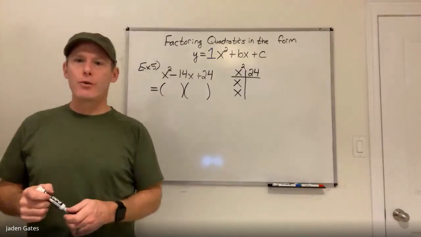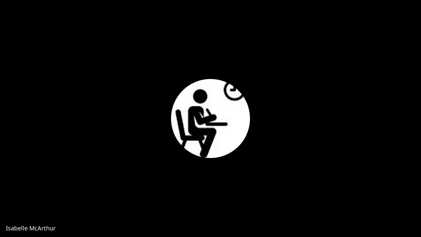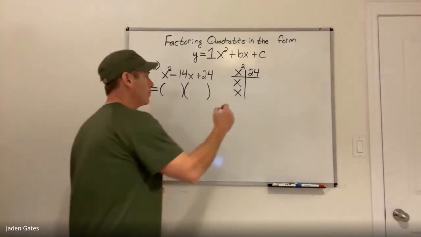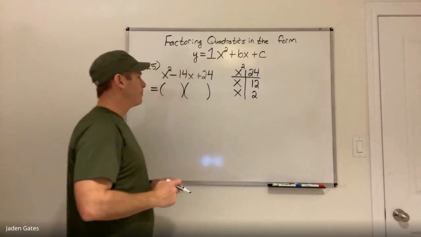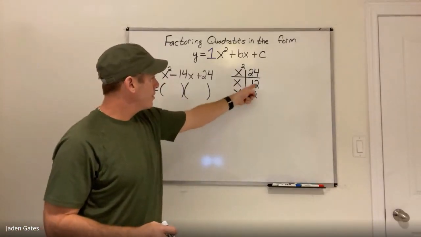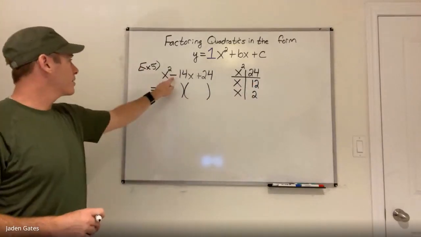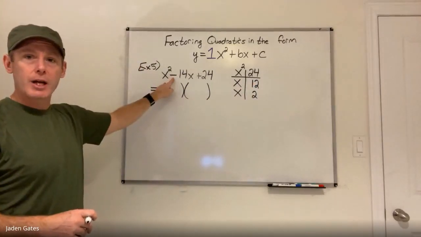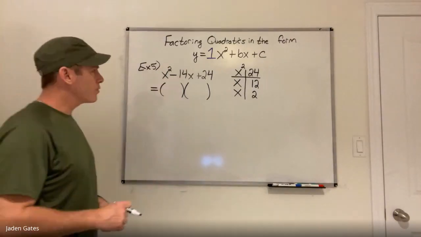But I do need 2 things that multiply to give me 24. 12 times 2. Okay, try it out. I have a 2x plus a 12x. That gives me 14x's. I'm looking for a minus 14x. So I get the right number, just got to mess around with signs. So here's what I'm going to do.